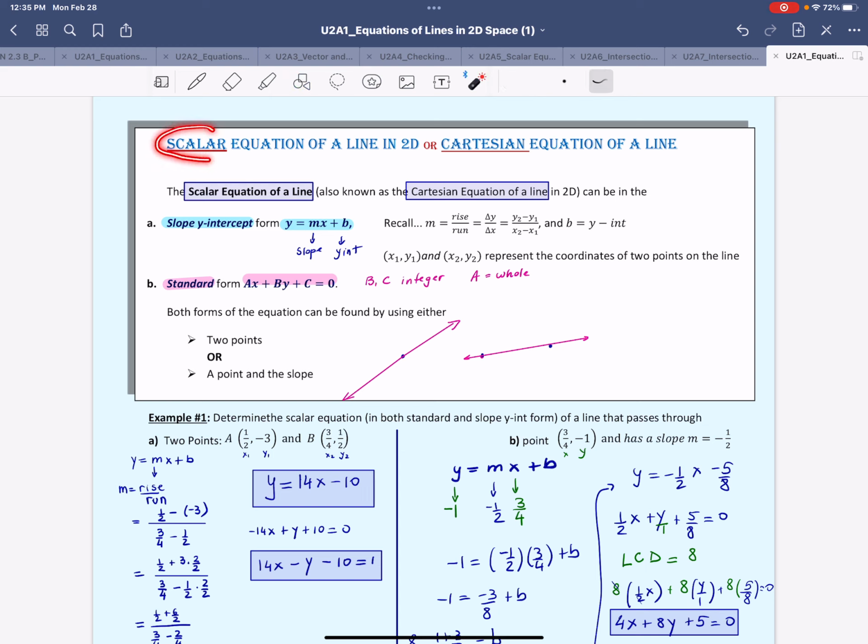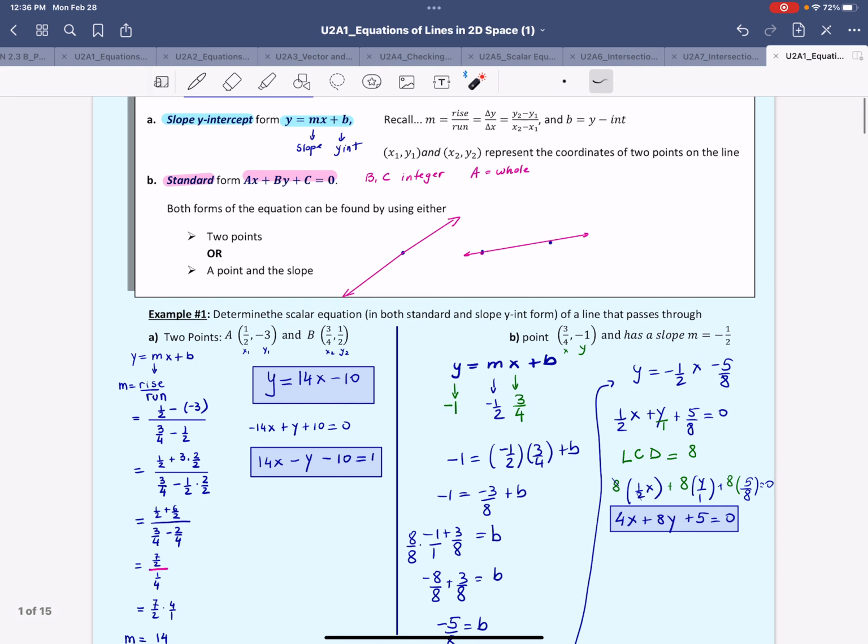The equations of lines that we have learned so far are what we call the scalar or Cartesian equations of a line, and they can be written in either slope y-intercept or standard form. And now we're going to transfer this same concept to find the equation of a line using vectors. Now, in order for us to be able to understand how to find the equation of a line using vectors, we need to be able to know how to draw a line using vectors.